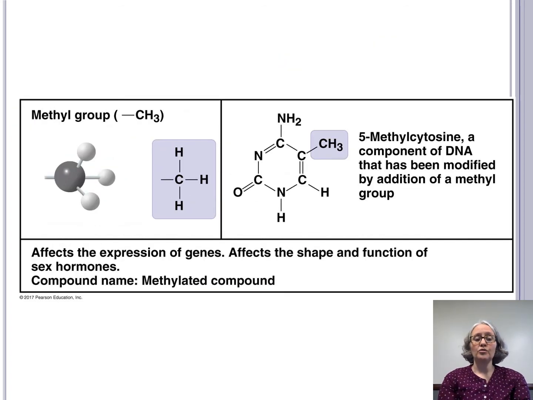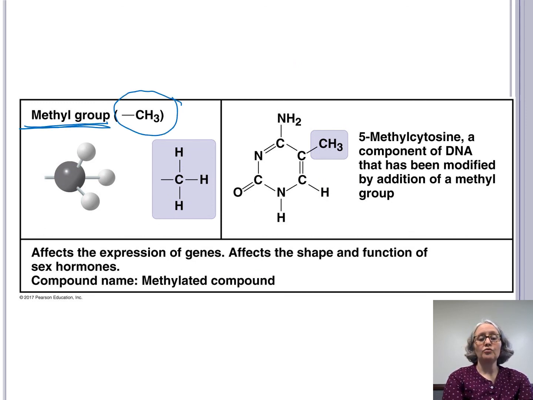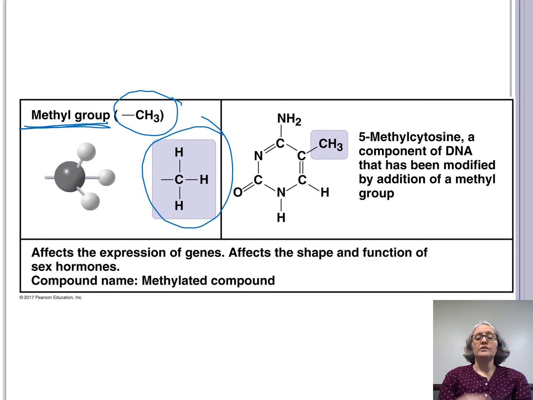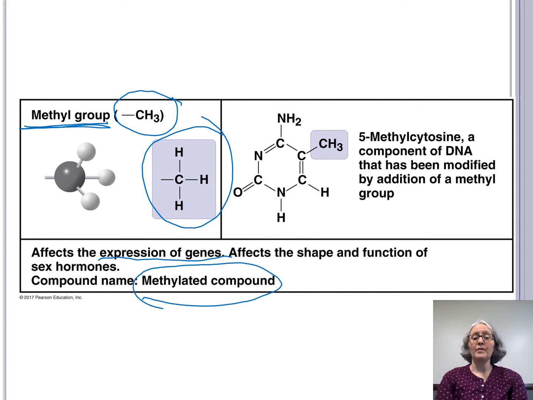Our last functional group is a methyl group. The methyl group is a carbon bound to 3 hydrogens. This is important because it affects gene expression. Methyl groups can be added to DNA and they can block genes or they can enhance genes depending on how they're placed. Compounds that have methyl groups added to them are known as methylated compounds.